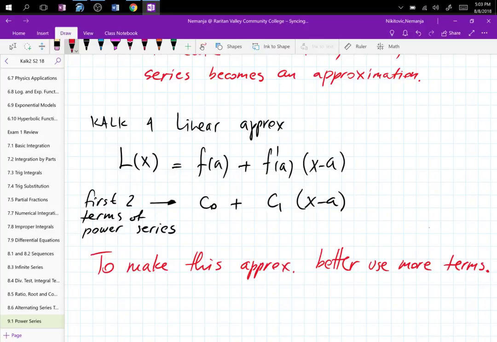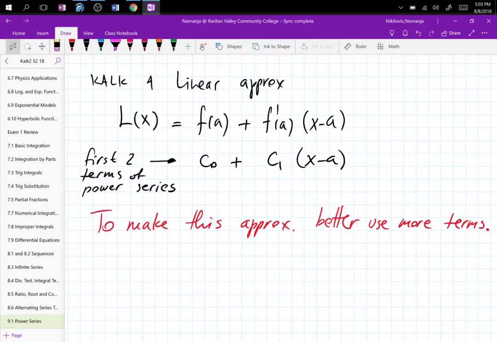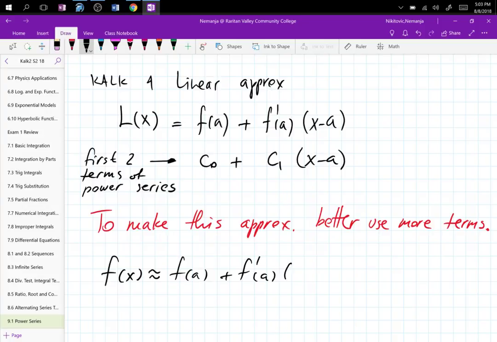So what do you do? Well, if I want to approximate f of x, I can use f of a plus f prime of a, x minus a, and then in power series, we'll see later, it's called Taylor Polynomials and stuff. It's going to be f double prime of a divided by 2 factorial, which is 2, x minus a squared. So there you go. I added a term. So this one is better than your original linear approximation. This is quadratic now.